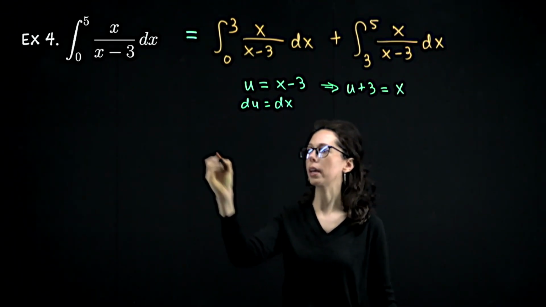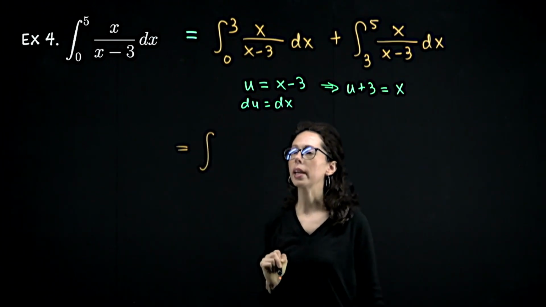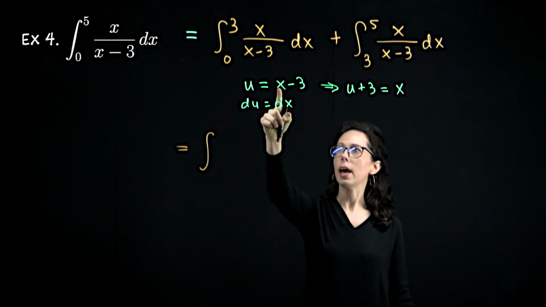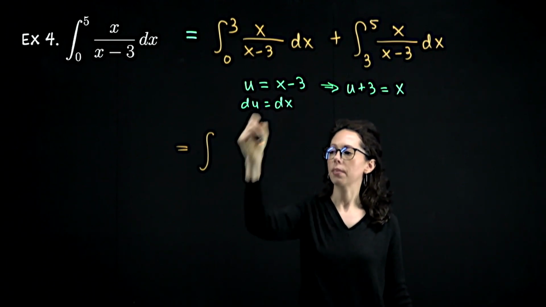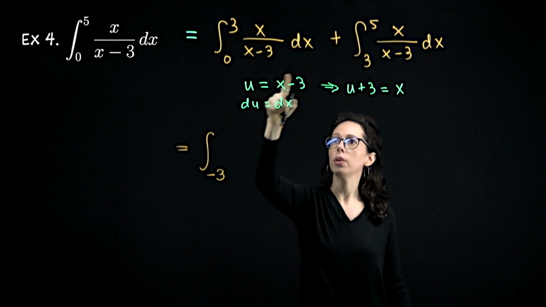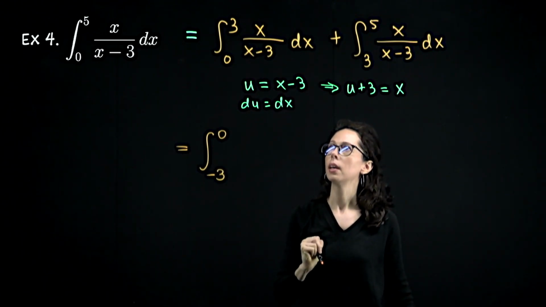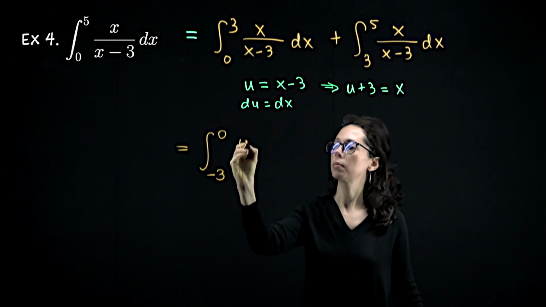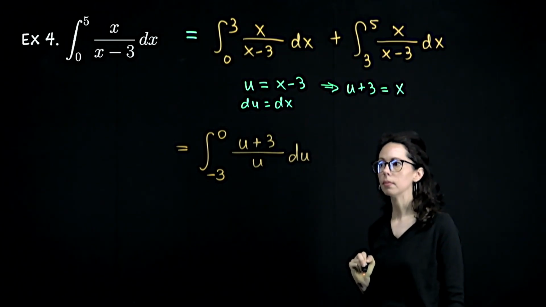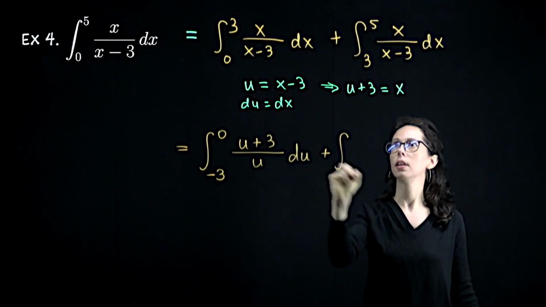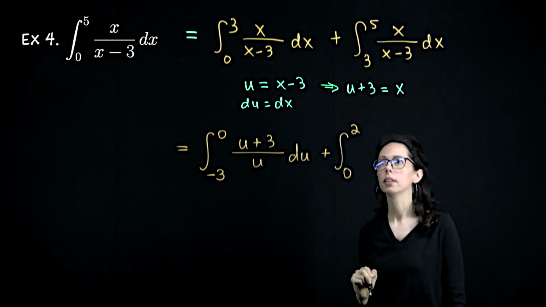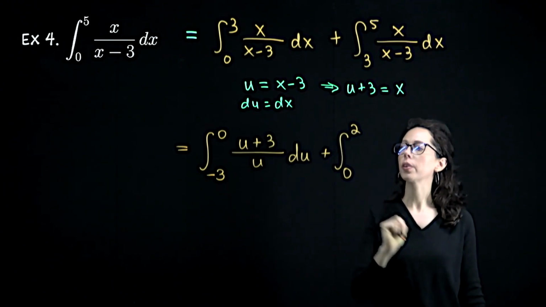Okay, let's keep going, where if I need to, I'll bring in the limiting process, but let's see if we actually need that. Here, we are going to change our bounds. When x was 0, u is -3. Whereas when x was 3, u is 3 minus 3, which is 0. Then our numerator becomes u plus 3 all over u. Similarly, for the second integral, we'll go from 0 to 2. So x from 3 to 5 is like u from 0 to 2. u plus 3 over u.